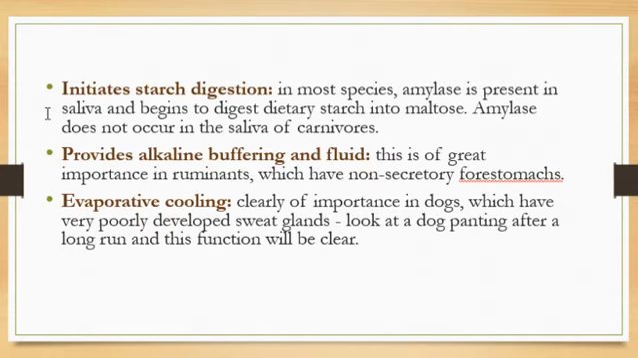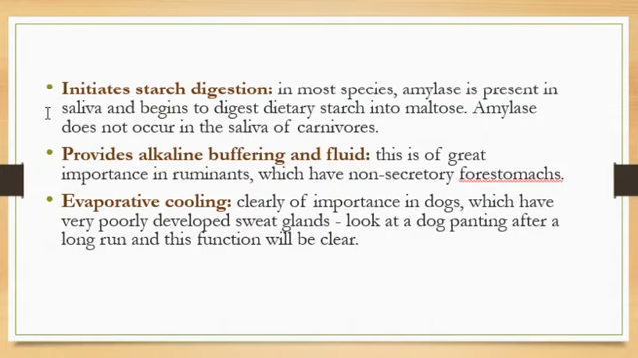It also initiates starch digestion because beneath the root of the tongue, you have the gland that secretes a certain enzyme called alpha amylase. But it is not true to all mammals. Only humans have this kind of ability. It provides alkaline buffering and fluid. So this is of great importance to ruminants, which have a non-secretory four stomachs.